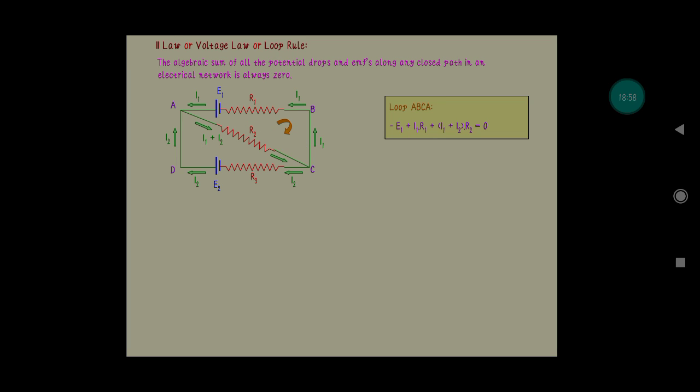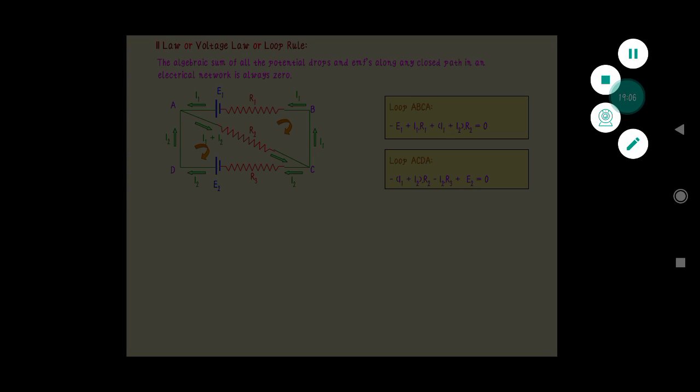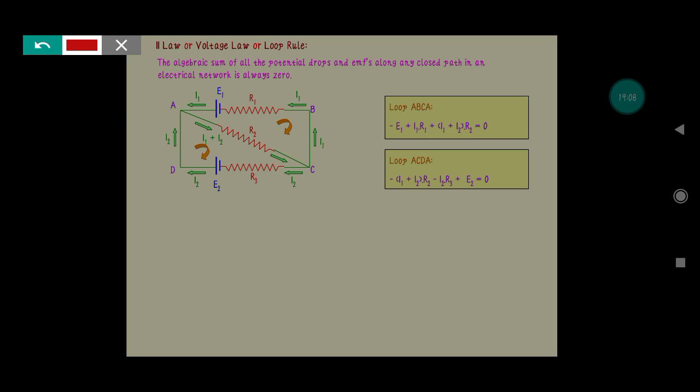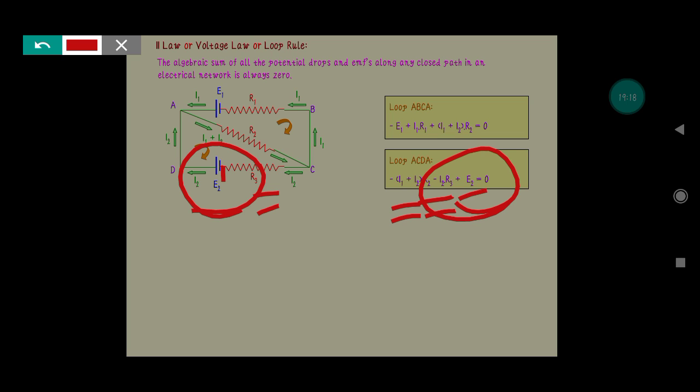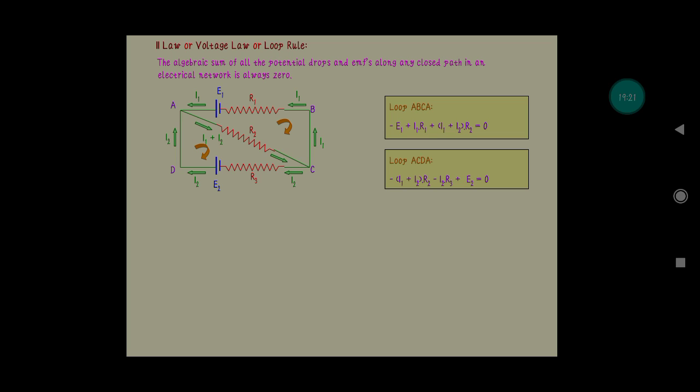Shall we? Now let us look for another loop. So let us assume A, C, D, A. Here can you see, your path and the current path are the same, so you have to write with a minus sign. And then your path and the current path are the same again, so you write a minus sign. Here you are moving from negative to positive, so you have to write with a positive EMF. Is that clear? Now I have two expressions, so by solving them I can get one from the other.